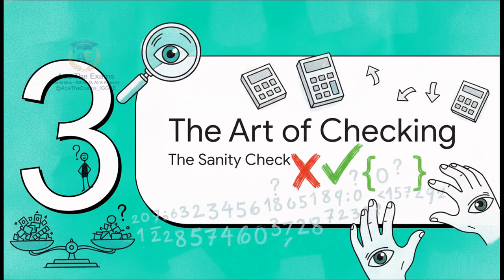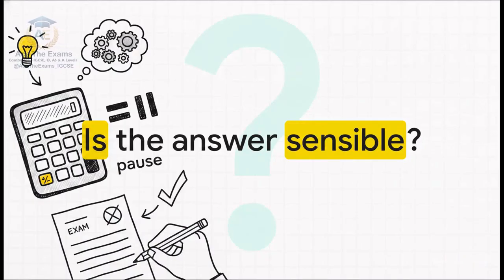All right, let's get into Section 3, the art of checking. This is what I call the sanity check, and it's where top-tier students really separate themselves. We are now transitioning into the audit phase. This is where we learn to stop blindly trusting the glowing numbers flashing on the screen. Seriously, in a high-pressure exam, it is incredibly easy for your finger to slip, to hit the wrong digit, or to miss a closing bracket.